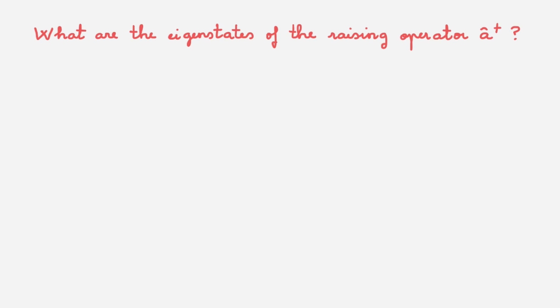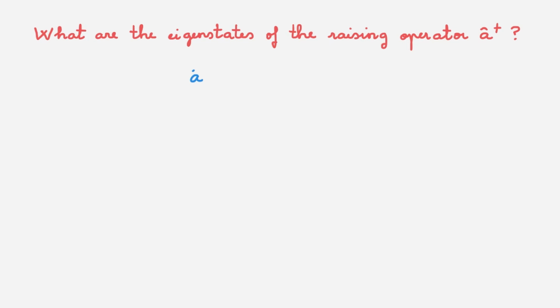Right, so this is it for coherent states. But before we finish, let's discuss one final thing. Given that coherent states are defined as the eigenstates of the lowering operator, a natural question to ask is, well, what are the eigenstates of the raising operator, A dagger? And it turns out that the raising operator has no eigenstates.